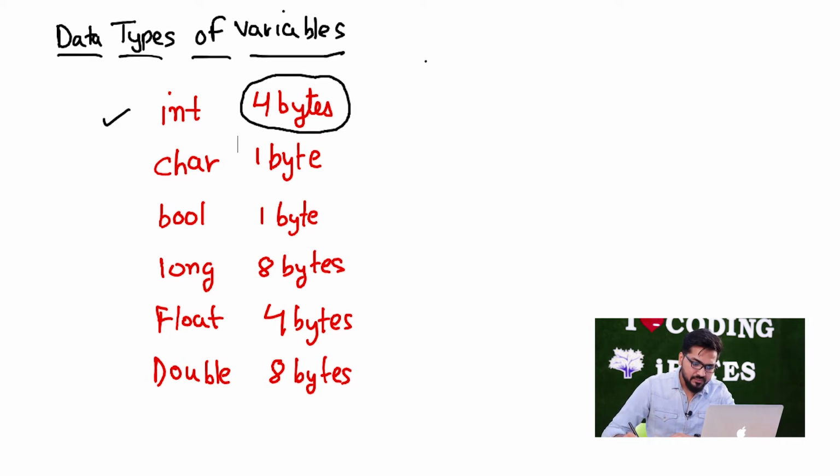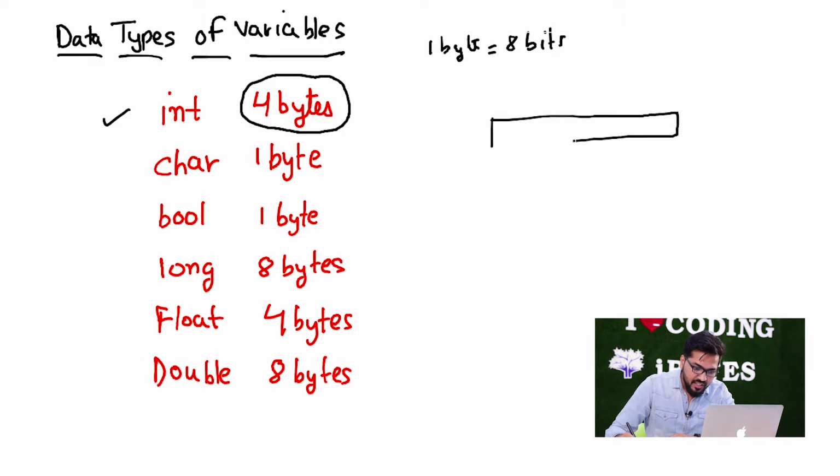Now what is a byte? 1 byte consists of 8 bits. Okay, 1 byte consists of 8 bits. So if I have 1 byte, that would mean that I have 8 bits which look something like this. Okay, so this is 1 byte of memory, or I say this is 8 bits of memory.